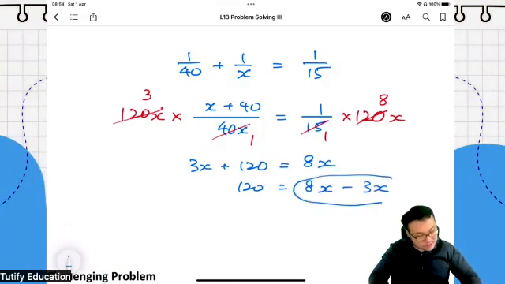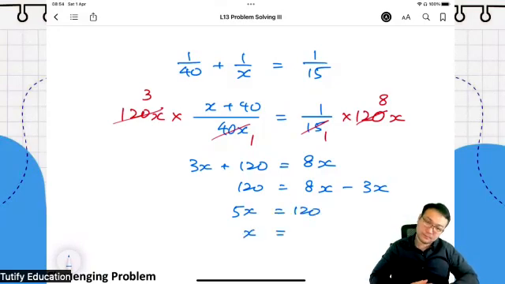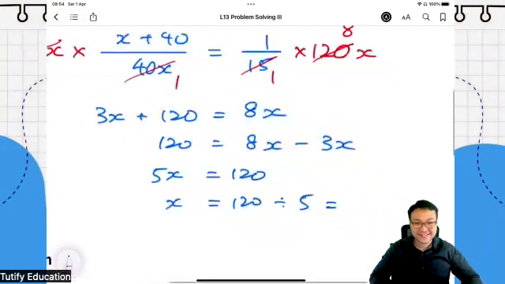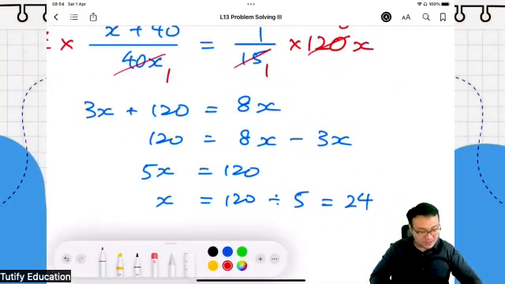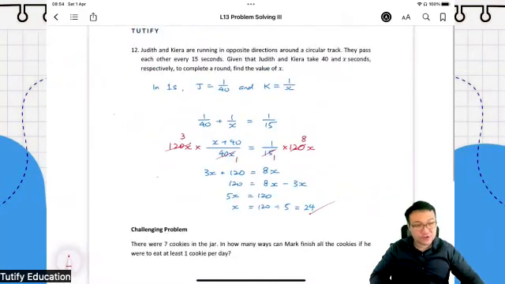So what is 8x minus 3x? 5x. So x equals how much? x equals 120 divided by 5. And the answer is? Equals 24. Yes, well done. The answer is 24. So, Kevin, do you have any questions about this?